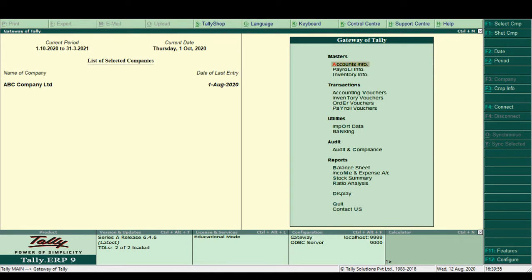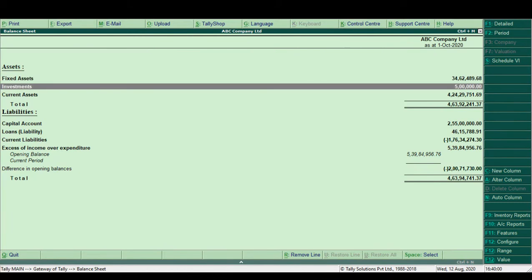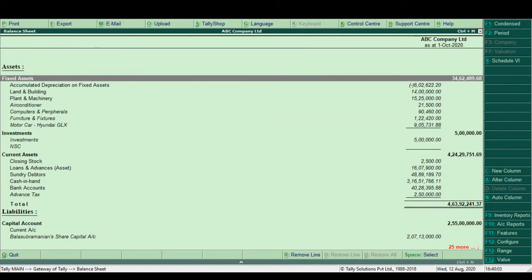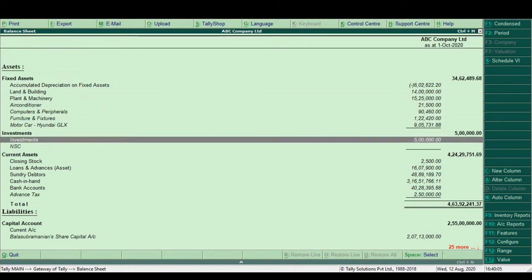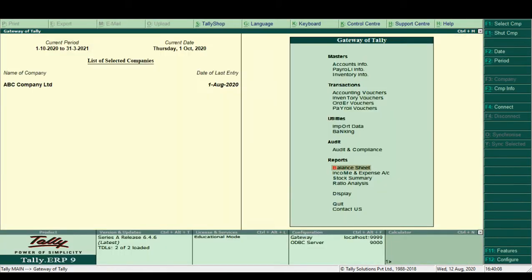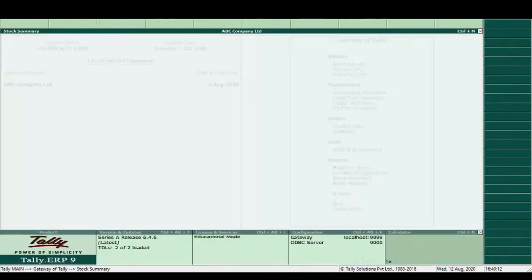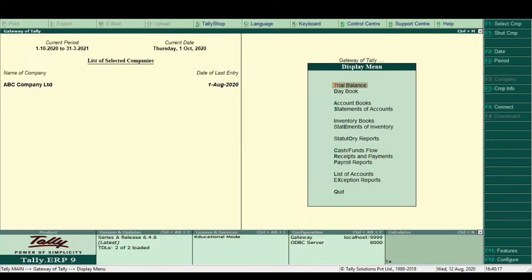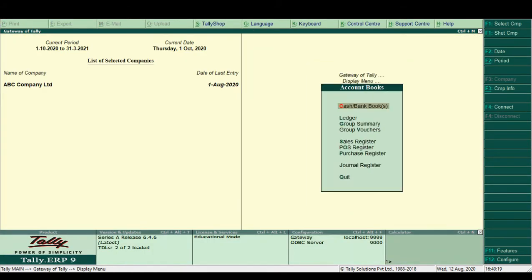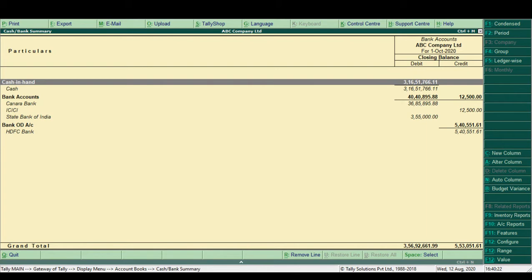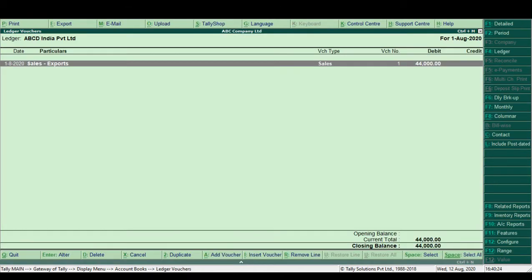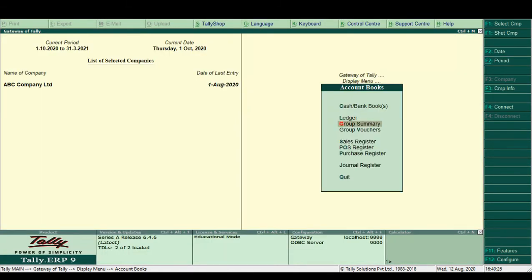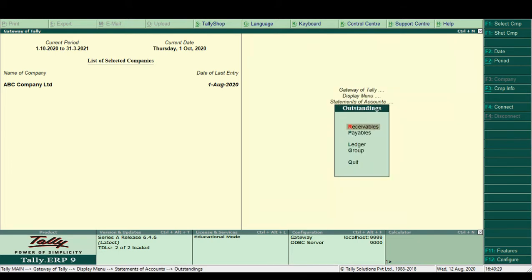First of all, we see Tally default reports. Balance sheet: there are no grid lines available. Income and expense statement, stock summary, ratio analysis, display, trial balance, day book, account books, cash and bank statement, ledger, list of account statement.